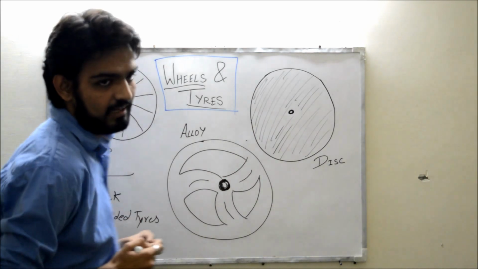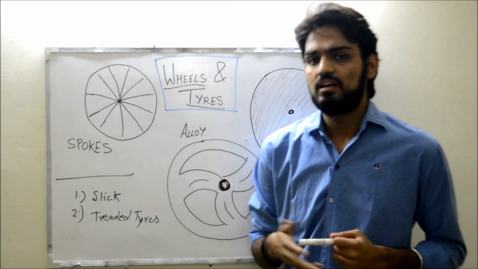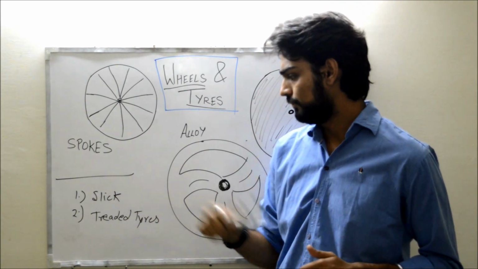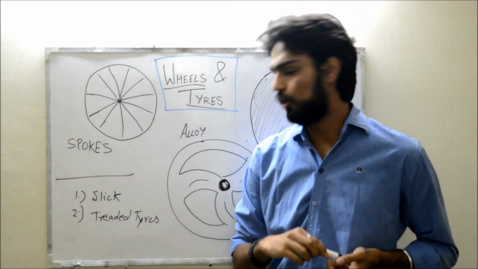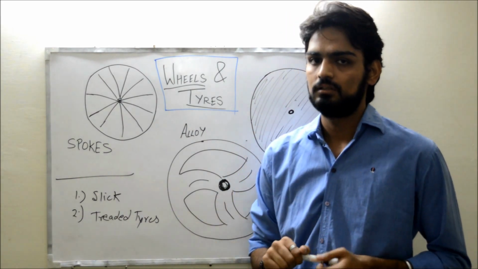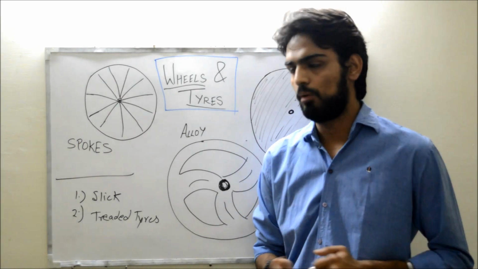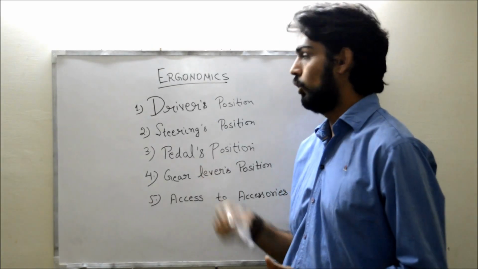Now a slick tire is a flat tire that is mostly preferred in racing cars, and a threaded tire has threads in it, which is normally used in automobiles. Now a slick tire can be used on a racing track and threaded tires can be used normally on any track or normal roads. Next topic is ergonomics.